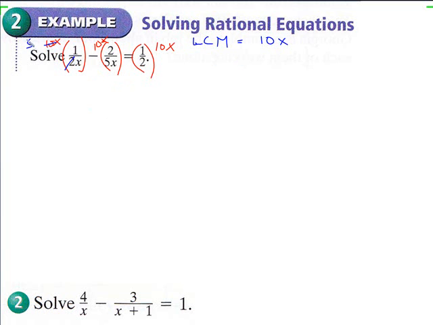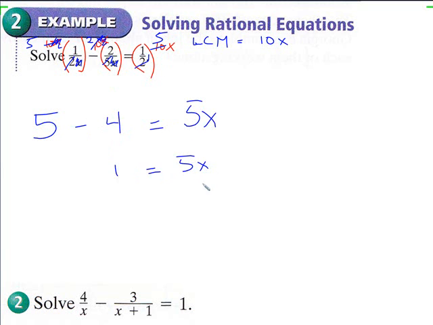That'll make this a 5. Then the x's will cancel each other. So 5 times 1 is 5. The 2 and the 5 and the 10 reduce. That'll make this a 2. And then the x's cancel each other. So 2 times 2 is 4, so we get minus 4. 2 and 10 reduce is 5. So 1 times 5x is 5x. So 5 minus 4 is 1.